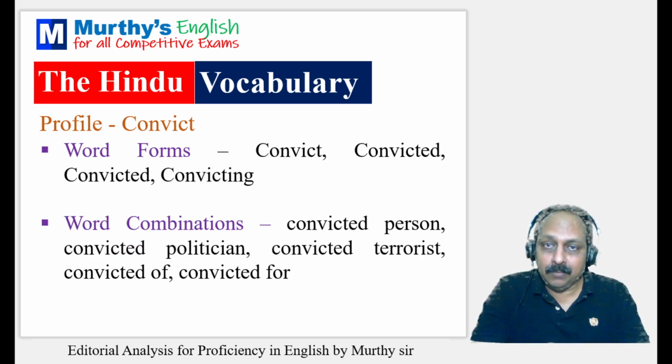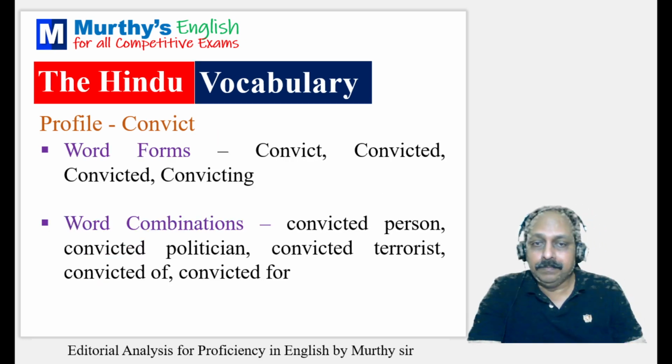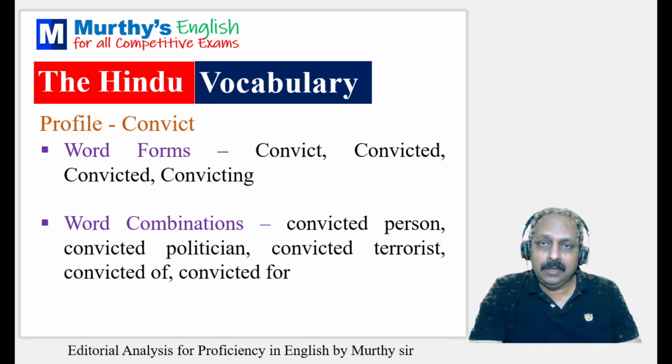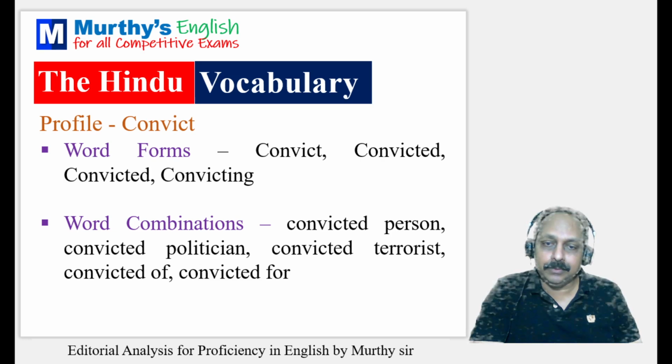Now word forms, very important from the exam point of view. As a verb, it's a regular verb. Convict, convicted, convicted. Convicting, convicting person, that's an adjective. Convicting regularly is not a good thing. Then it is a noun. All the word forms you have to know. You should also know how they are used. Word combinations, again very important from the exam point of view.